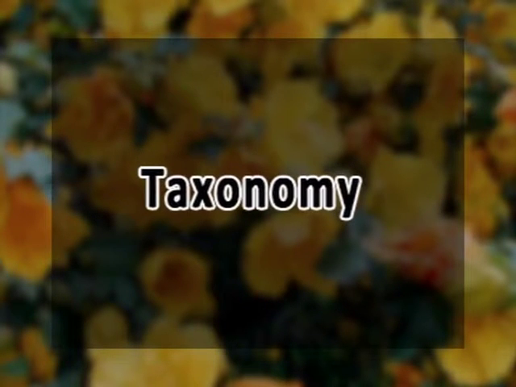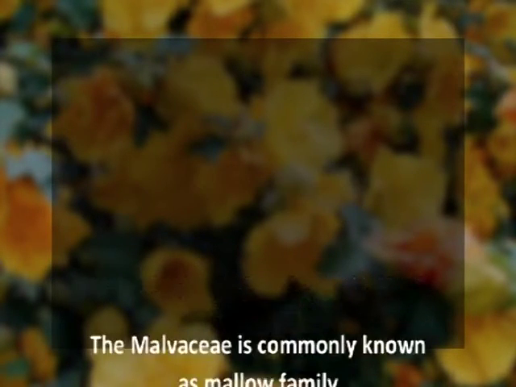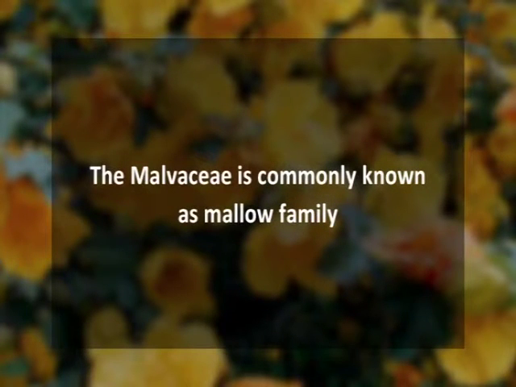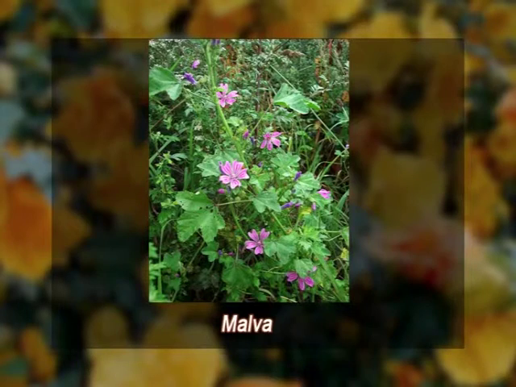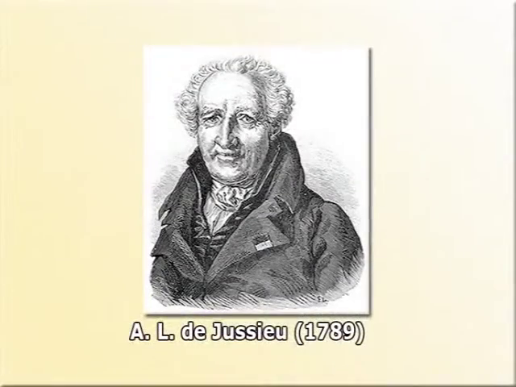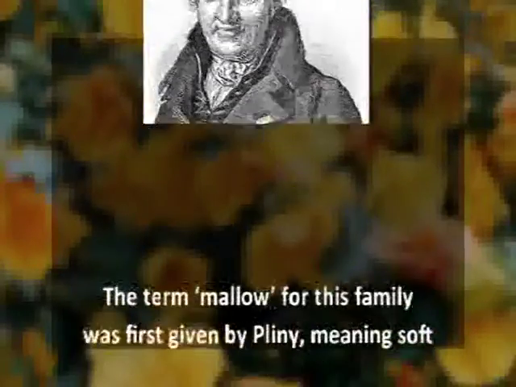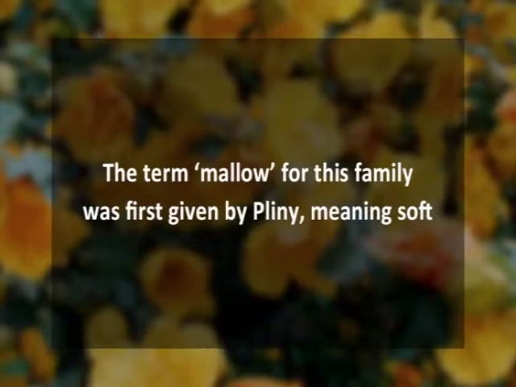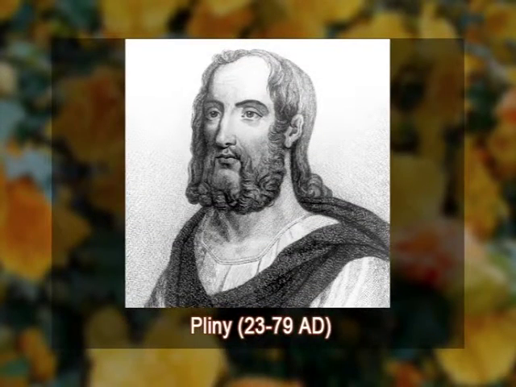So, starting with taxonomy. The Malvaceae is commonly known as the Mallow family. The family name Malvaceae is based on the scientific name of the type genus Malva. Malvaceae as a family, as a formal taxonomic category, was established first of all by a French botanist de Jussieu. The common name, that is the Mallow family, is basically derived from a term mallow, which was first given by Pliny, and it means soft.